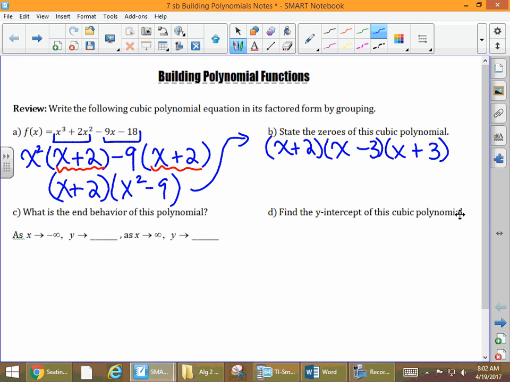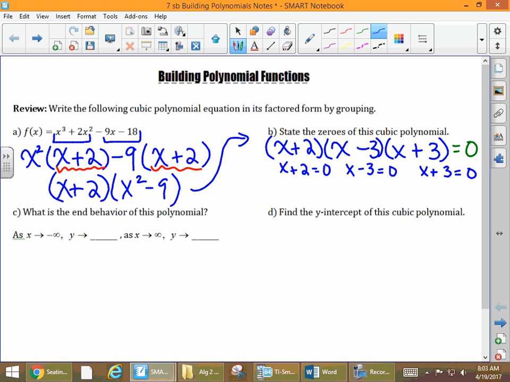And now we can take what Jessica said, which is part B. State the zeros of this cubic function. We're going to set each of these factors equal to 0, because we want to know where the graph crosses the x-axis. So we take x plus 2, and we set it equal to 0. We take x minus 3, and we set it equal to 0. We take x plus 3 and set it equal to 0.